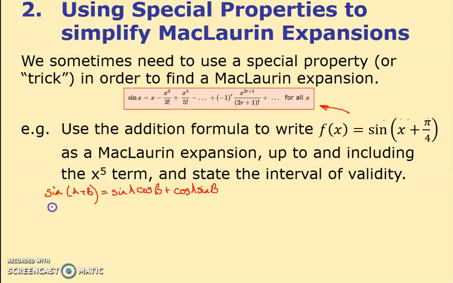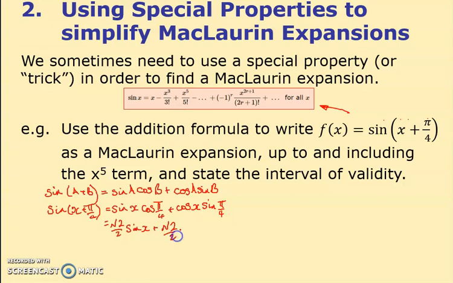So this becomes sine of x plus pi by 4 is equal to sine of x cos of pi by 4. Now cos of pi by 4 is something we know what it is, plus cos of x sine of pi by 4. Now pi by 4 into cos and sine is actually the same answer. It's root 2 over 2 sine x plus root 2 over 2 cos x.